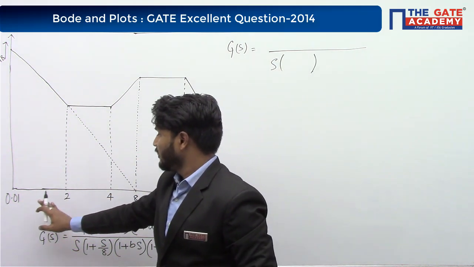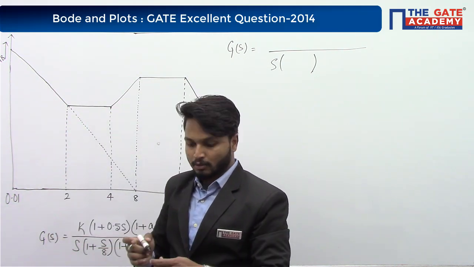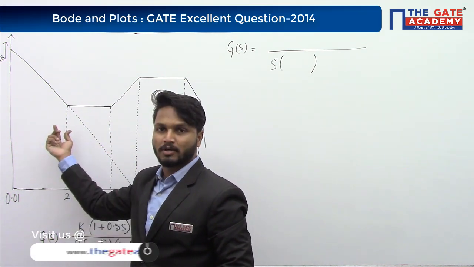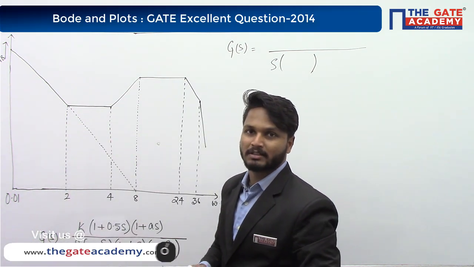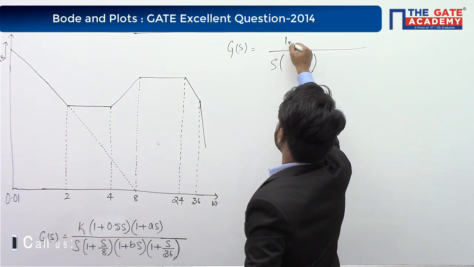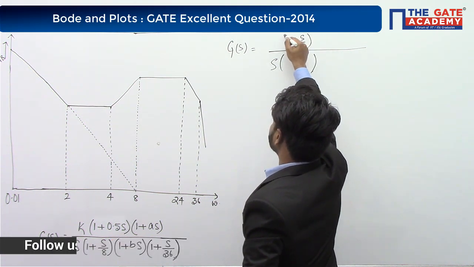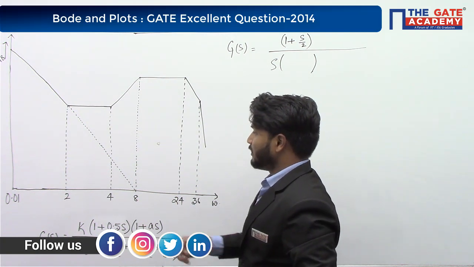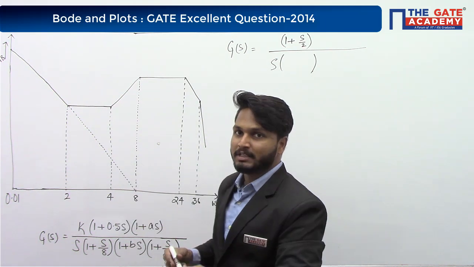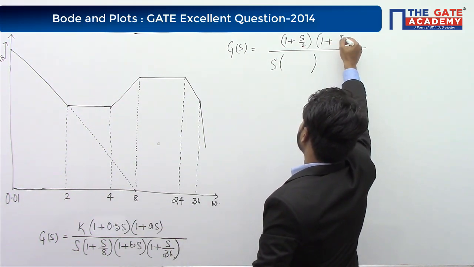And after that, at 2, you can observe that the negative slope has changed to 0. Slope has increased at this particular corner frequency. Slope increased means it is a zero. Therefore, there is a zero at 2. Therefore, it is 1 plus s by 2. And at 4 also, the slope has increased, which means there is a zero at 4. Therefore, 1 plus s by 4.